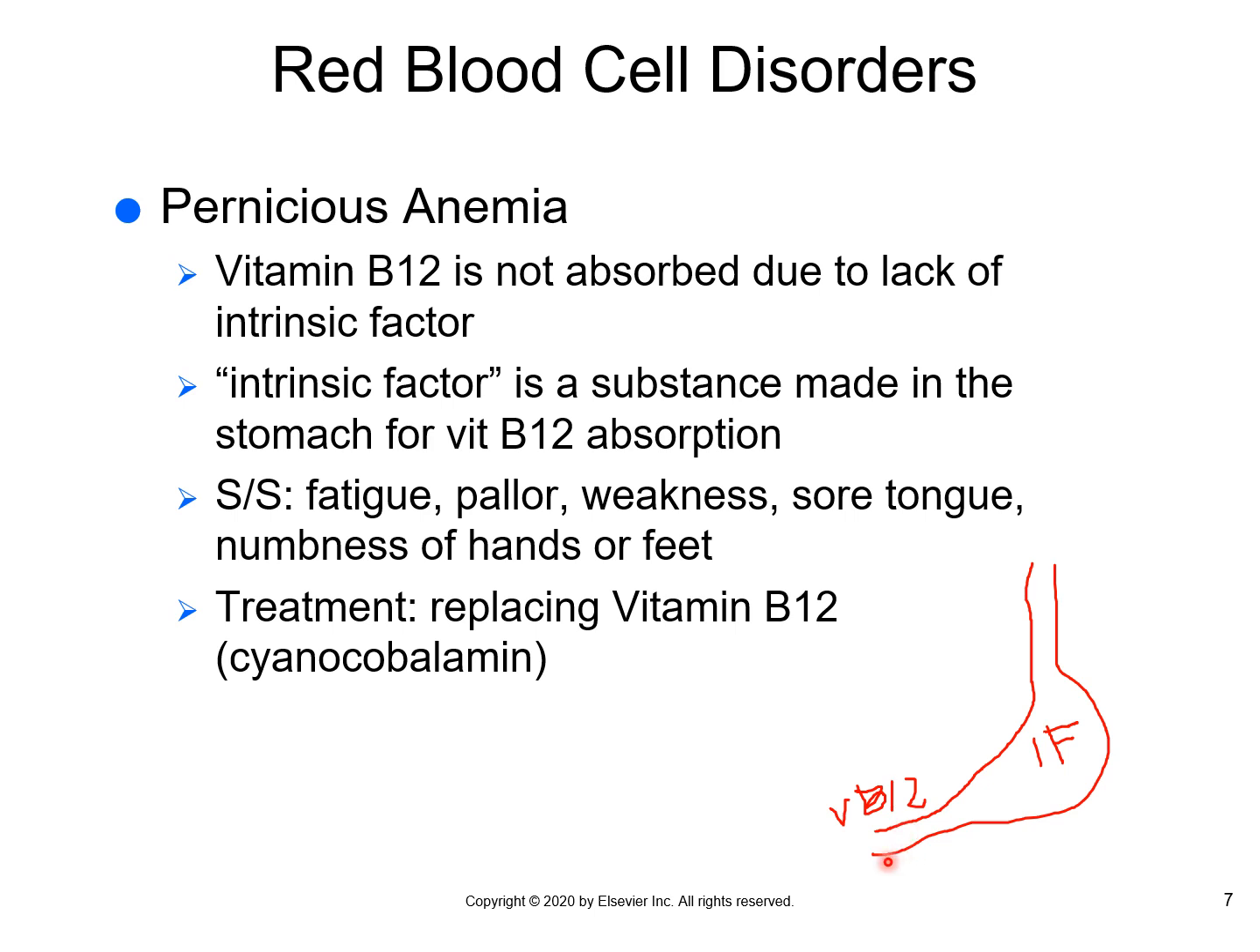Okay, so now you're going to have symptoms like fatigue, pallor, weakness, and remember this: sore tongue and numbness of hands and feet. Highlight those signs and symptoms. Okay. How do we treat pernicious anemia? Well, we treat it by replacing what is missing. We give them vitamin B12 medication, or what we call cyanocobalamin.